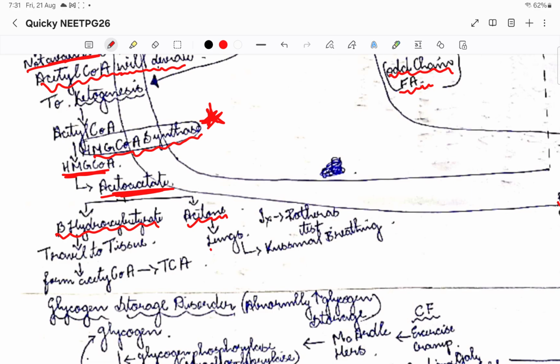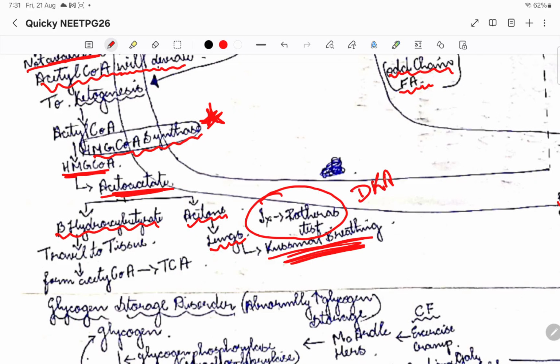Acetone will go to the lungs. That is where we'll get the Kussmaul breathing, right? Remember the acetone breath that we'll see in long-term fasting. The investigation that we do is to test whether the acetone formation is there or not. So this is Rothera's test. Remember Kussmaul's breath. Where can we see this?